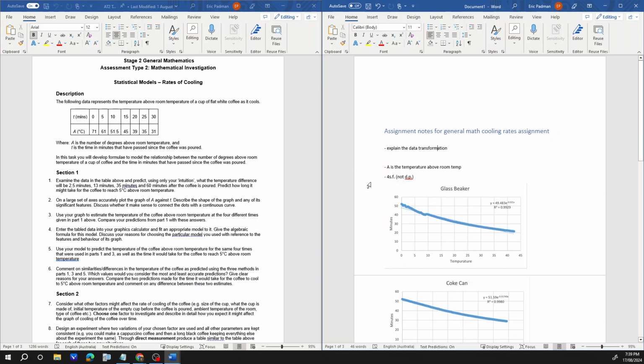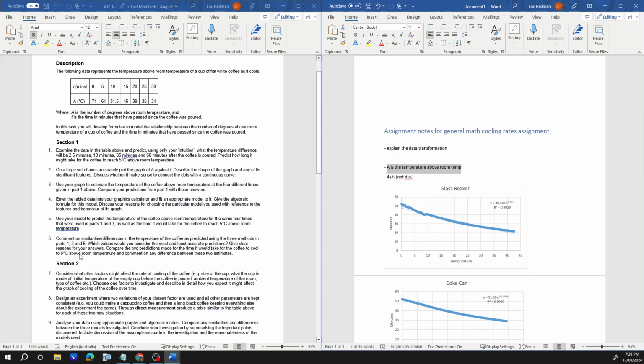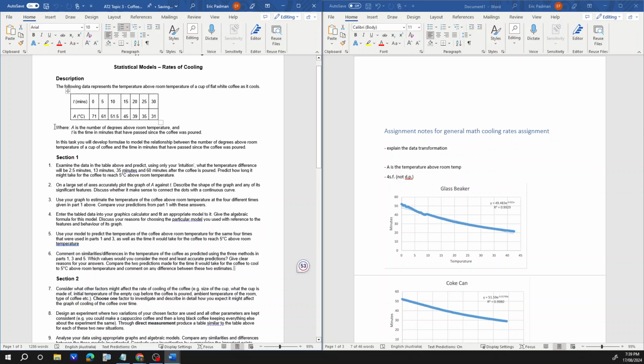All right, so first of all, there are also some common errors in the conception of what A is. This comes in the explanation of some of the sections near the end of section 1, but also sometimes in the introduction and other areas, where there's confusion. Okay, so A is the number of degrees Celsius above room temperature.